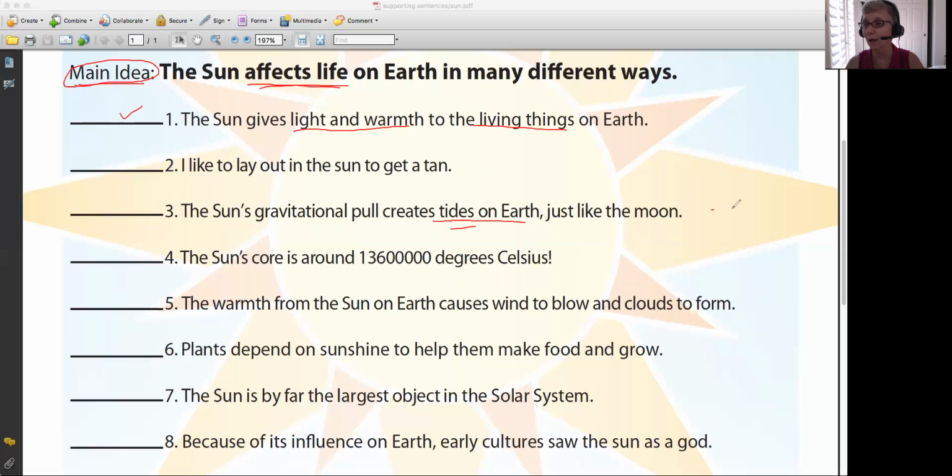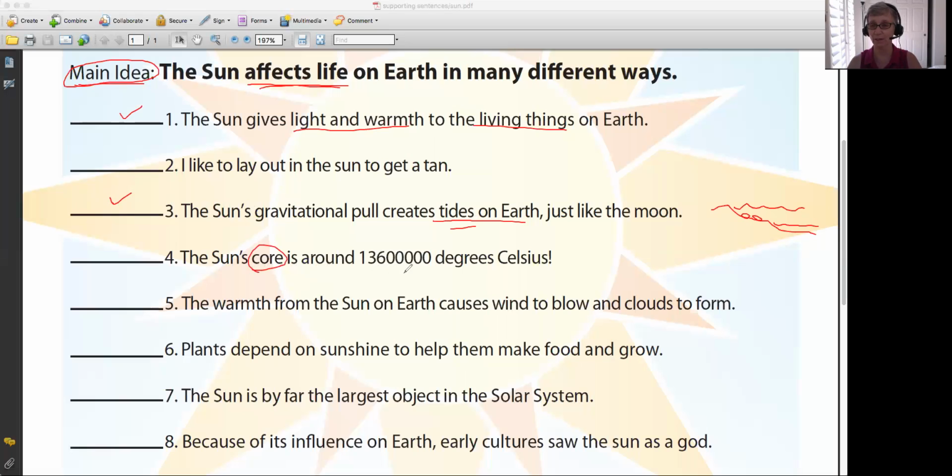Like if you have here's like the tide pools, and does it matter to the little creatures if the water is covering them or when the water goes down and it's not covering them? So that would be what happens with the tides. Does that affect their life? Yes. All right. So should we check this one? Yeah. Yes. All right.